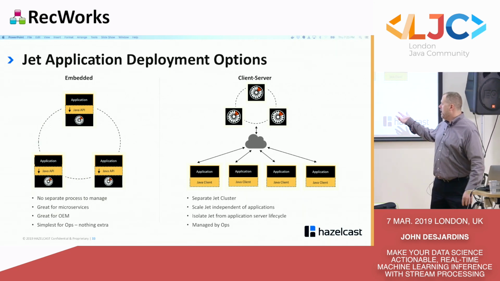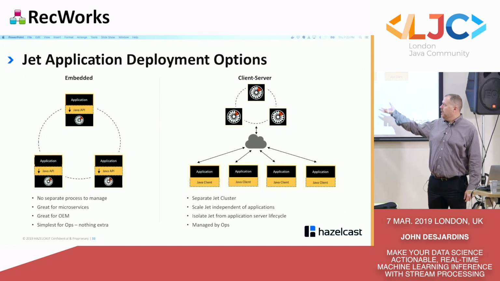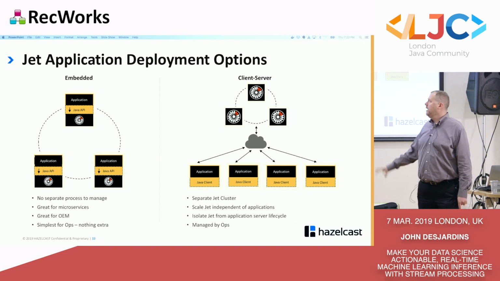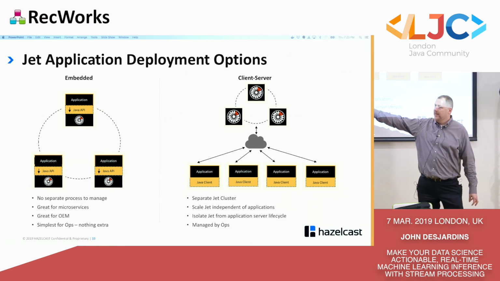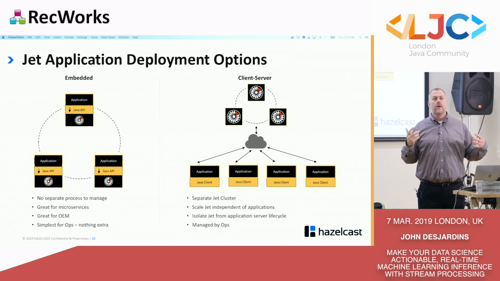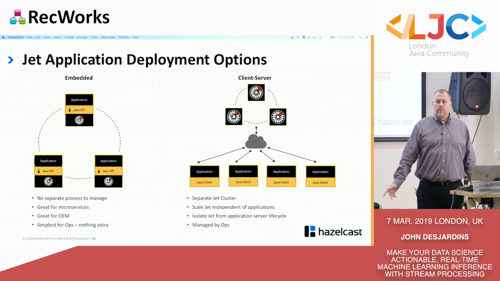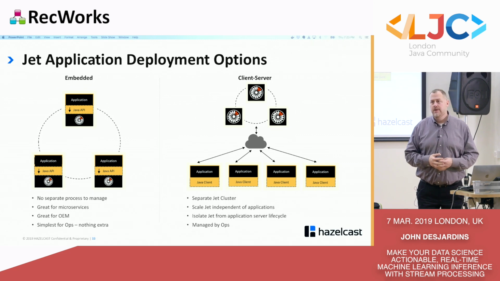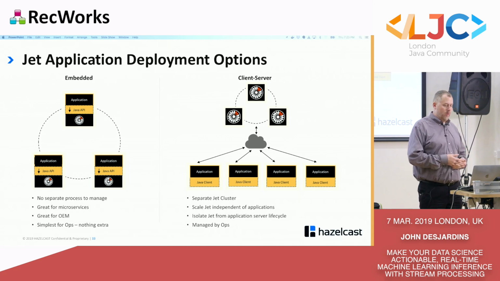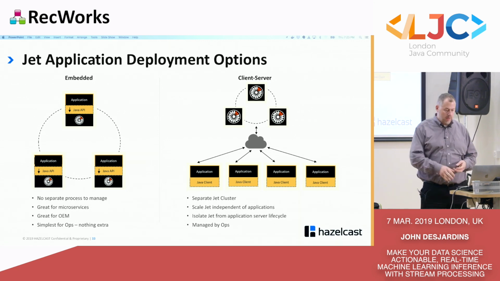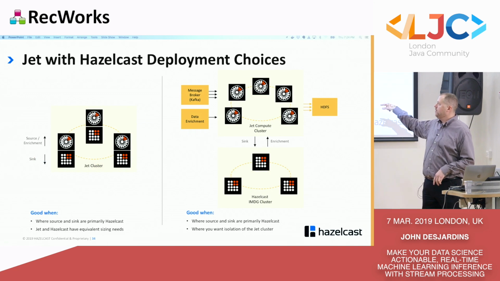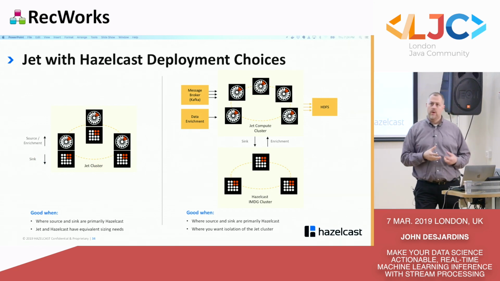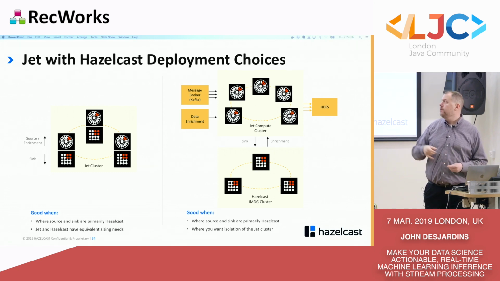I talked briefly about this, but one of the advantages of Jet is that this is maybe a 12 megabyte or something jar file. And it can be deployed in a client-server architecture. It could also be deployed embedded inside of a Java application. So you could have a microservice or a Spring or JBoss or Tomcat application that you're going to want to also add stream processing into. We can support that embedded mode. And we can also have separation of the data grid and the Jet cluster, or they can also be running in an integrated approach.